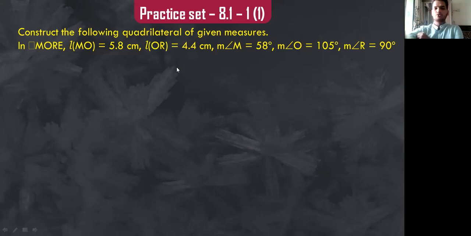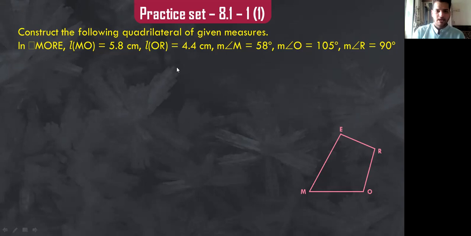Understood? So how to decide which segment will be the base? The segment whose length is given and two angles are given. All right, this will make your work very easy. So first of all, we will draw the rough figure, also called the analytical figure, with MO as the base, R and E above it.